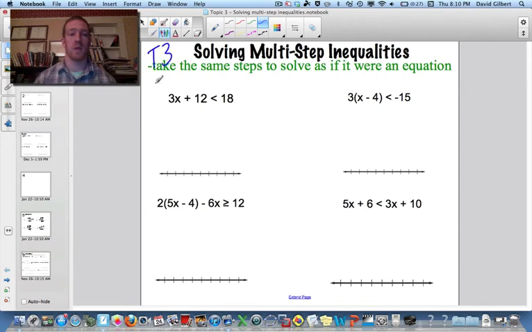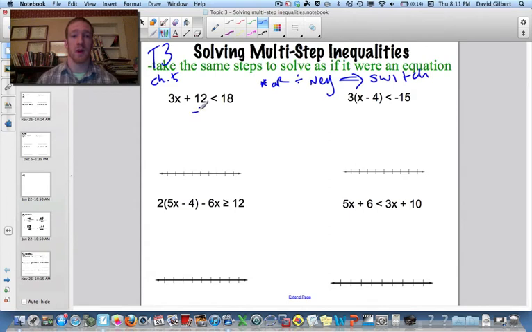Alright, topic 3 of chapter 5. So solving multi-step inequalities. It's just like solving a multi-step equation, only in this case it's an inequality. Instead of finding a single number, we're going to be graphing the arrow thing. And if we multiply or divide by a negative, then we have to switch the inequality. So don't forget that from the last video.